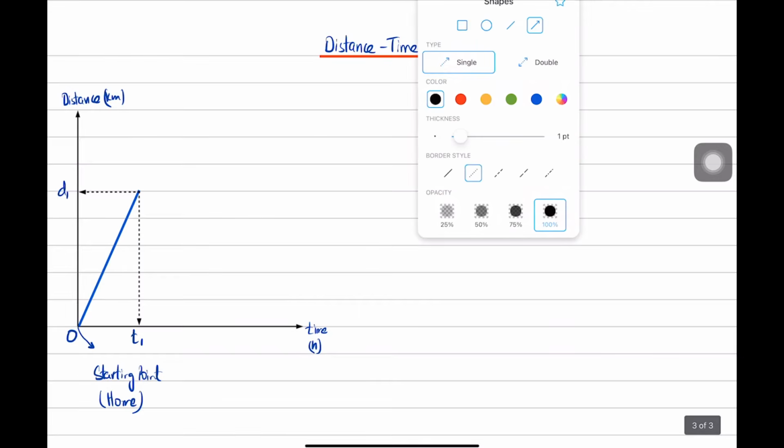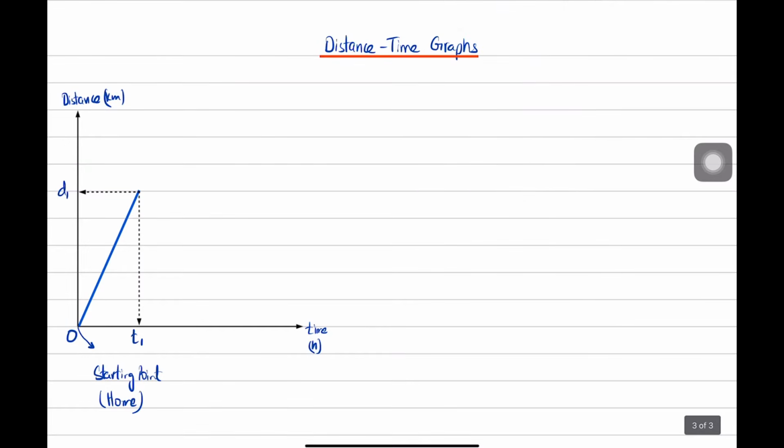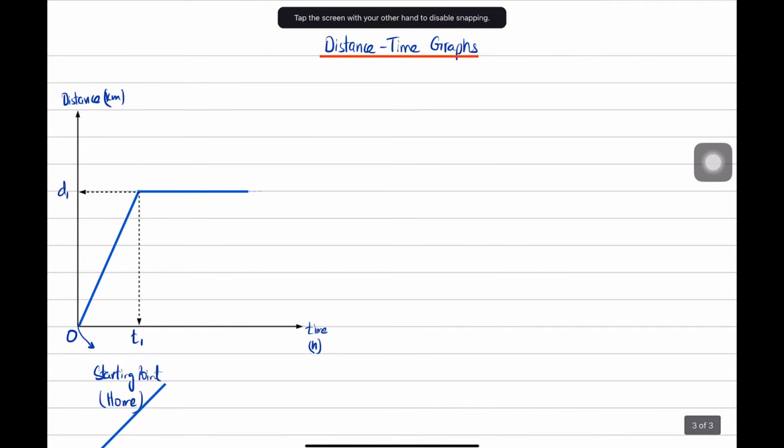Now when you reach the cinema and the movie starts, and you're watching the movie, what exactly is happening to the distance between you and the starting point? Is it increasing? Is it decreasing? Is there no change? There is no change. It's not like your house is moving or the cinema is moving. You're both stationary, so the distance from the starting point will remain the same.